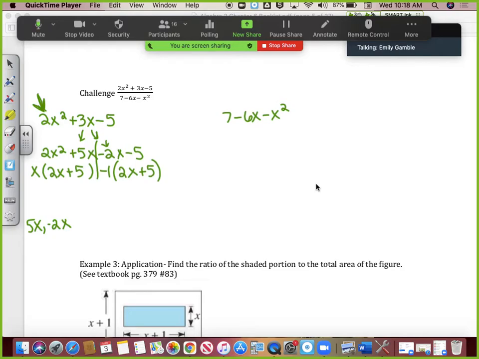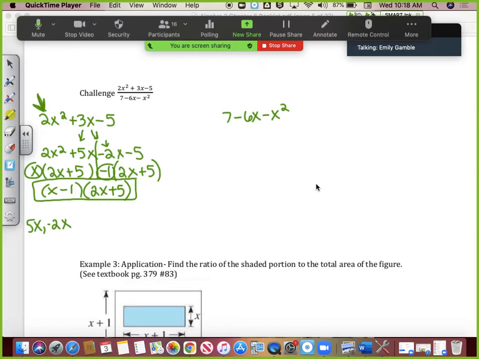You can see that what's in parentheses matches. If you ever come to this point and it doesn't, then you should know that you made a mistake. They will always match. And then you can rewrite this in factored form as x minus 1 in one set of parentheses, all times 2x plus 5. So that is my numerator in factored form. I'm just going to circle it for now. I'm going to come back to it. That's not the answer. That was just factoring the numerator.